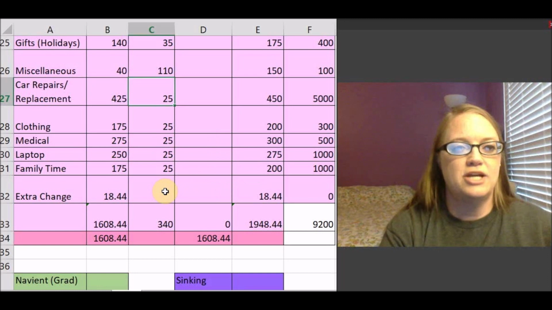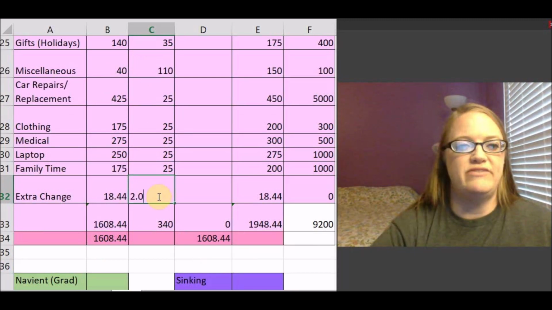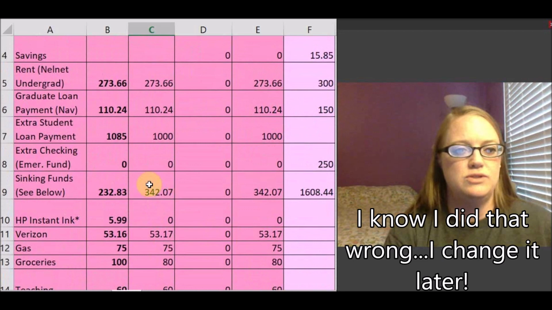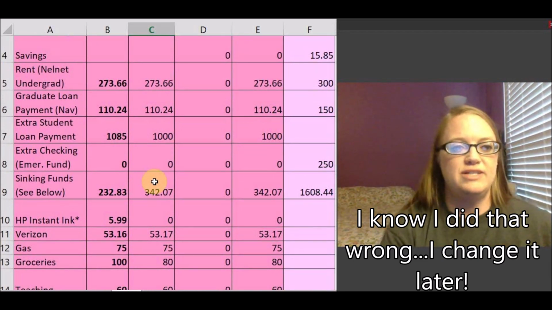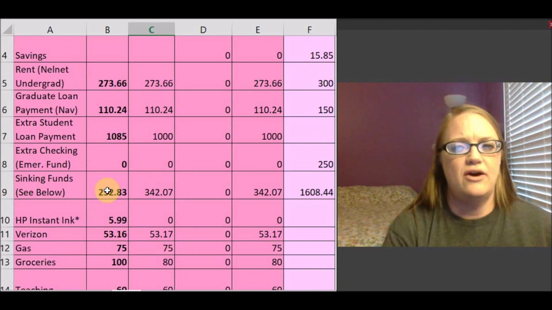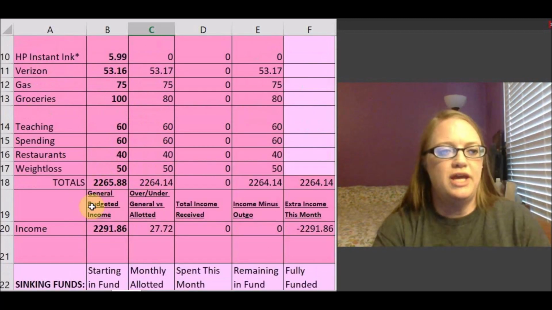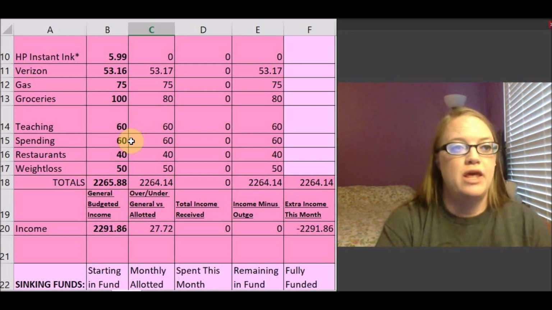That leaves extra change to figure out, so I'm going to look up here, and it looks like I have, so I'm going to put 207 in my extra change here, so that is my sinking funds amount. So 342.07 for this month is going towards my sinking funds. I might have to change this as well now that Netflix is no longer in my budget. So looking at the difference here, I have $25.98 to reallocate just in my general budget.